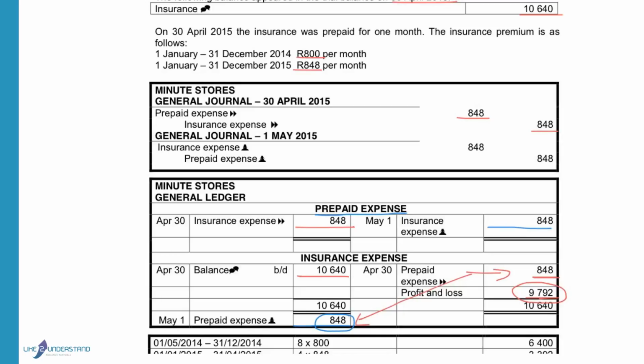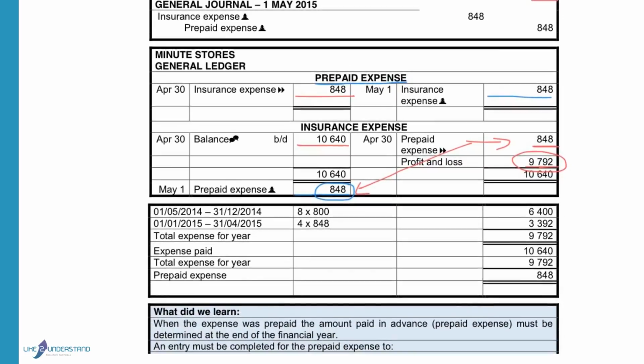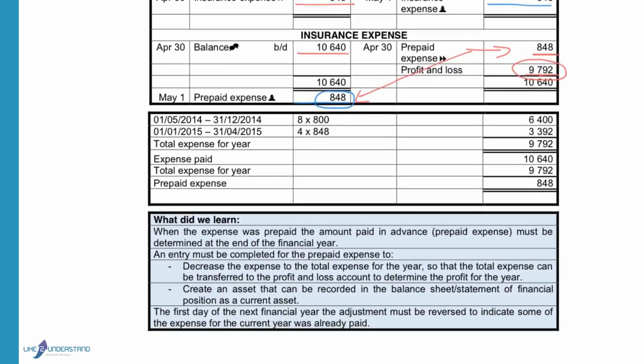If we want to calculate and to determine if the amount is really 848, we can say that on the 1st of May 2014, the first day of the financial year, up to the 31st of December, was 8 months that the amount was 800 Rand, so that gives me 6,400. Then we paid up to the end of April, 4 months times 848 gives me 3,392.